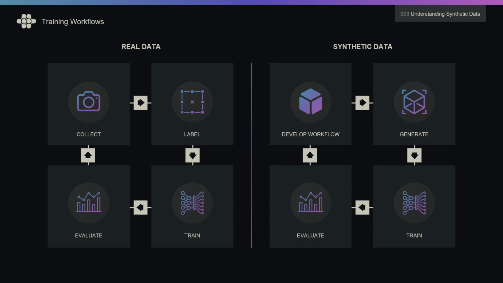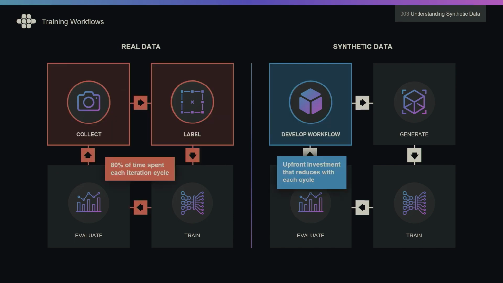Moving on, talking about the comparisons between the training workflows with real data. Well, the point is they're not that dissimilar. With real data, you collect pictures of real donuts, you label those, you train your model, and you evaluate the results. With synthetic data, we develop a pipeline that enables us to produce this procedurally. We generate the data using a render engine, train the model, and we evaluate results.